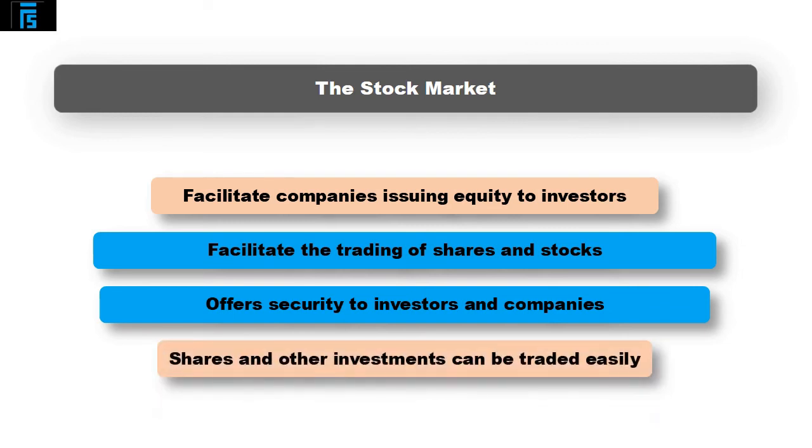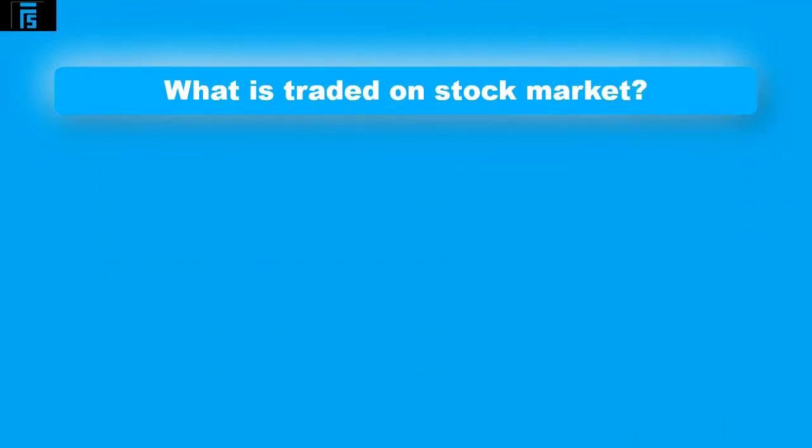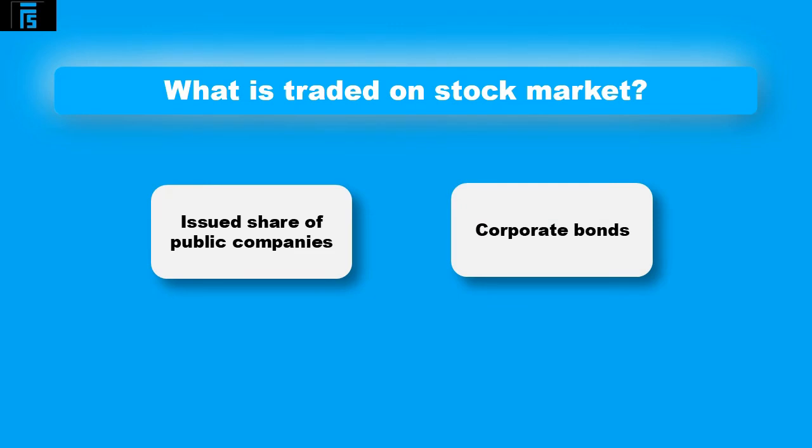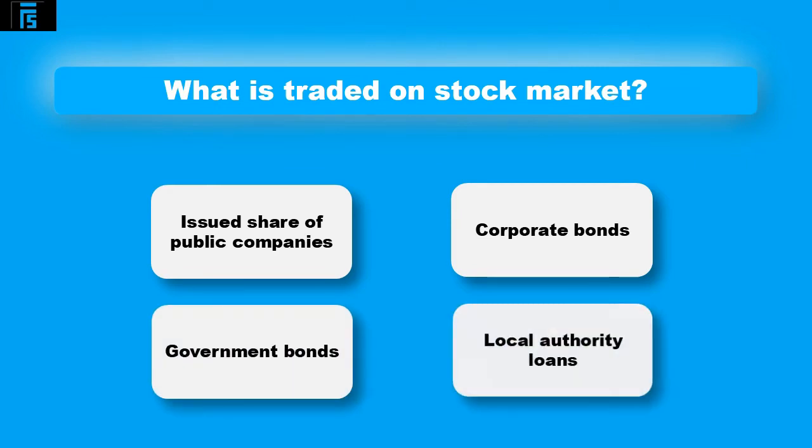Shares can be traded easily on the stock market. This means that investors can quickly sell on their investment, making it more attractive to invest. Here's an example of what can be traded on the stock market. Issued shares of public companies, which are equity, corporate bonds, this is a debt instrument that can be traded as well as issued, government bonds, and local authority loans, again debt.